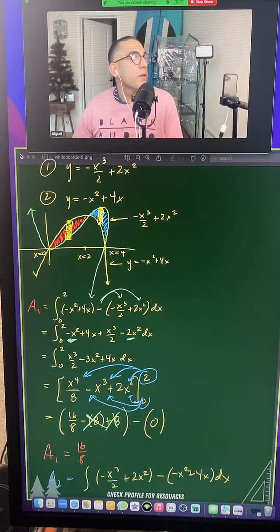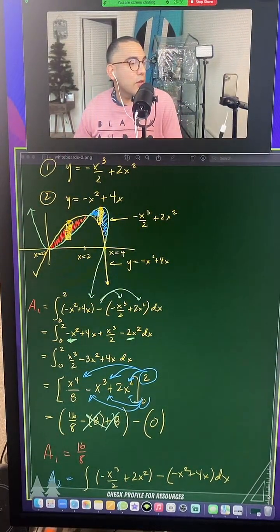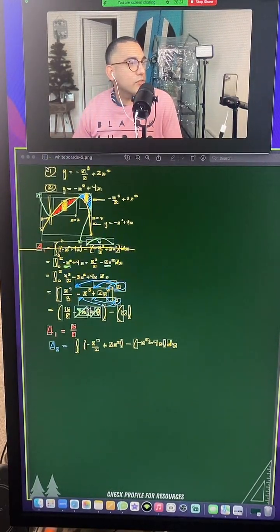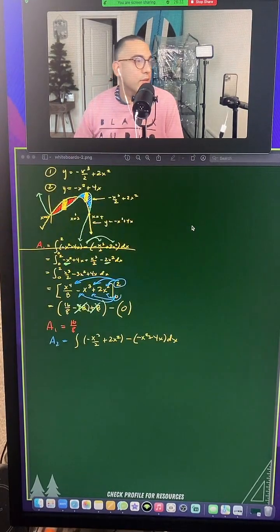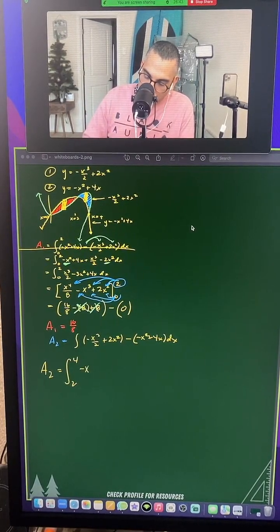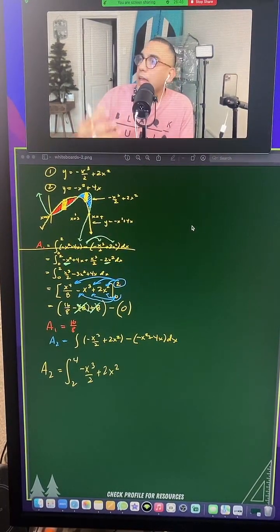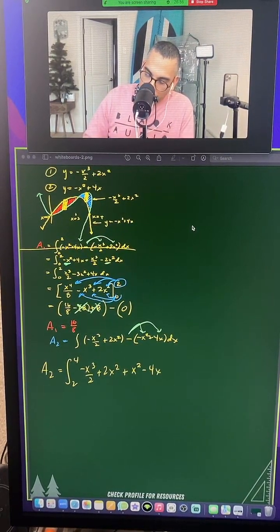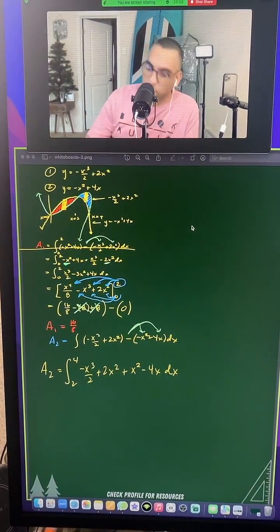I love it. Okay, so as always, we're making this smaller. Oh, one day I can't wait to just shrink it. I wonder how many levels of small we can make this. That'd be really cool. Okay, so that's area 2. So let me just go ahead and rewrite this. Area 2 was equal to the integral from 2 to 4 of negative x cubed over 2 plus 2x squared. And then now let's just go ahead and distribute that negative sign that we had set into the second parentheses. And we have plus x squared minus 4x dx. Okay, let's go ahead and combine the like terms.